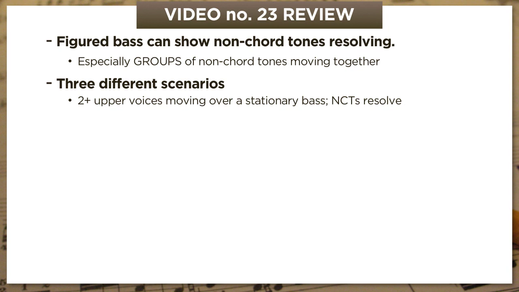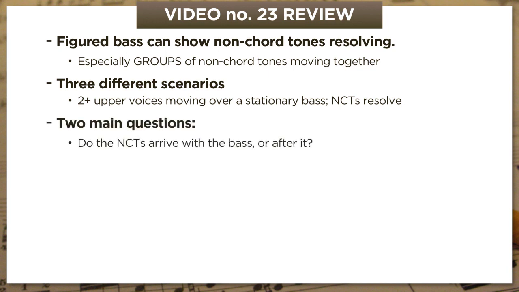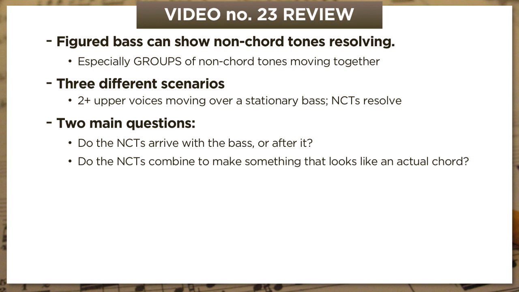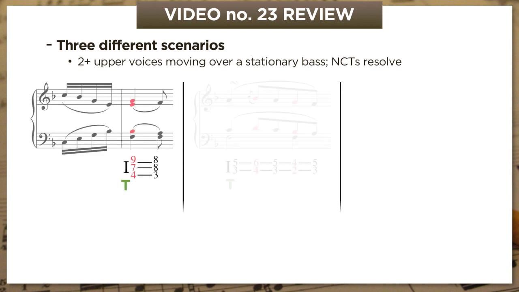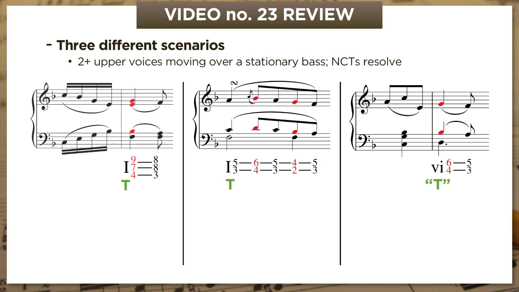We can spot the difference between these scenarios by asking 2 questions. First, do the non-chord tones arrive with the bass note, or do they come after it? And second, do those non-chord tones at any point combine to make something that looks like an actual chord, like something we have a name for? So here's an instance of each of the 3 scenarios using passages we actually looked at in video 23. Hopefully they'll sound familiar. In all of them, I'm showing non-chord tones in red, not just in the music, which I've done all along, but also in the bass figures that correspond to the non-chord tones.